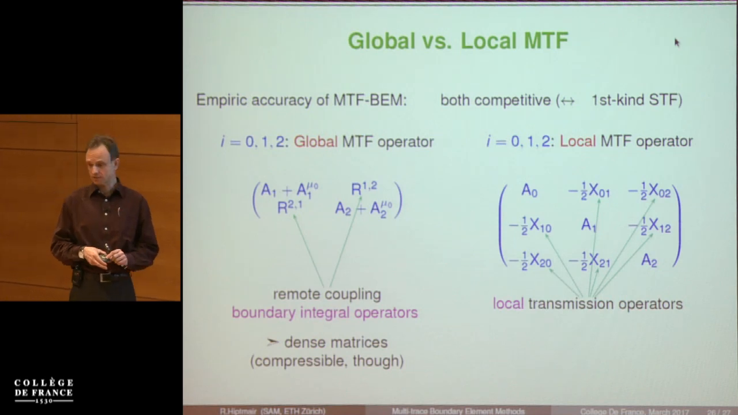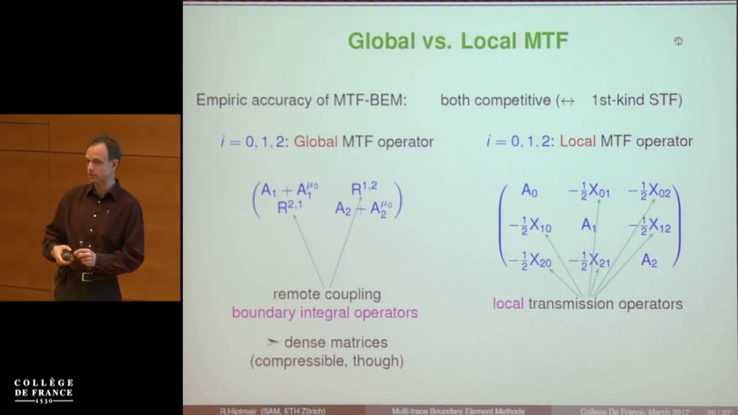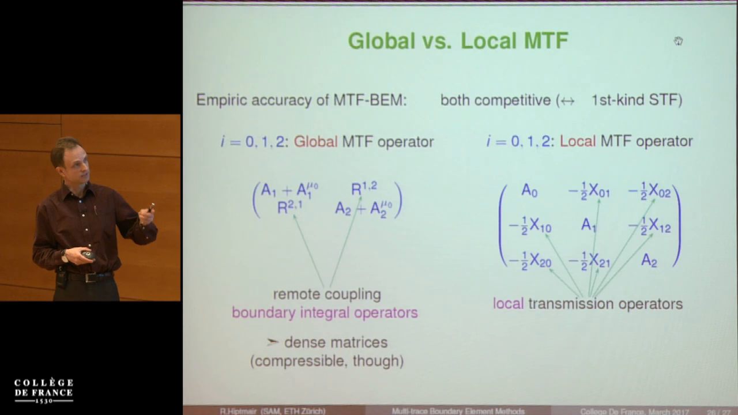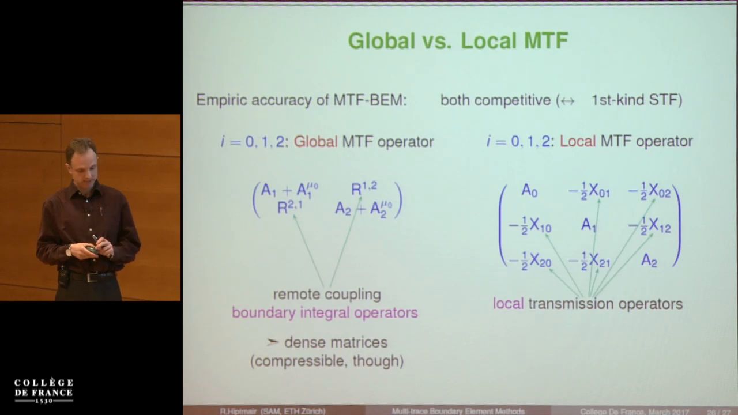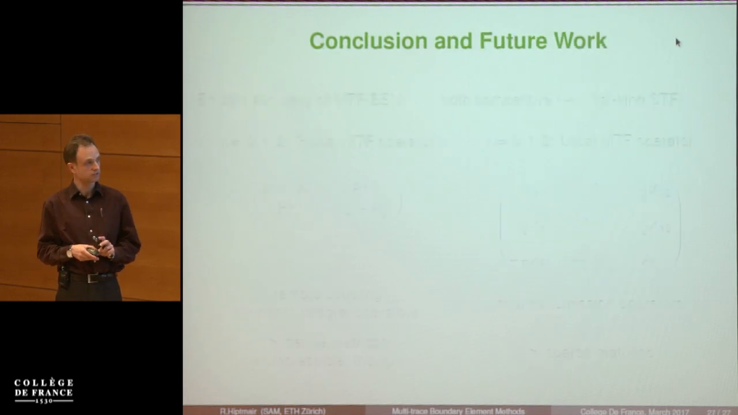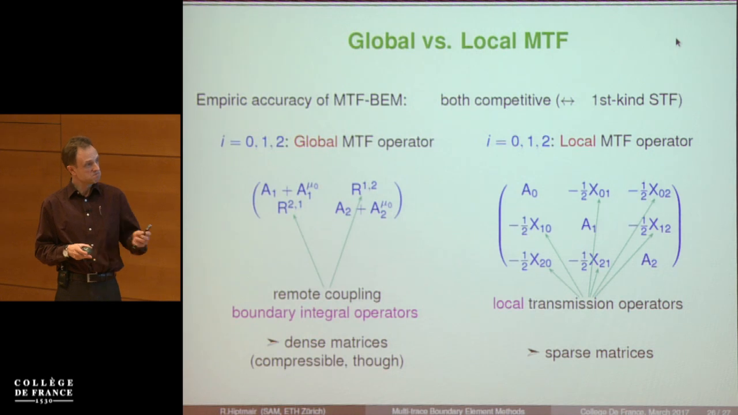For the local multitrace formulation, it's purely local coupling across interfaces. So the discrete transmission operators give rise to sparse matrices. For both, operator preconditioning works well. In terms of accuracy, what we see from numerical experiment is that they are competitive.